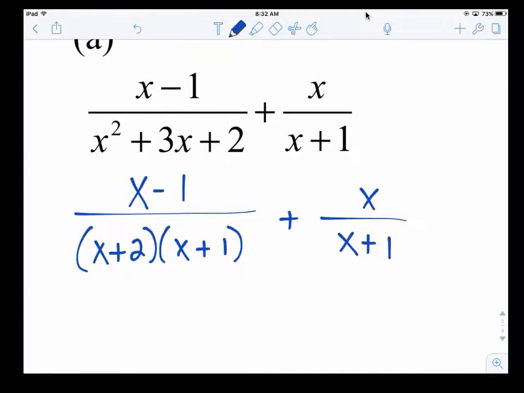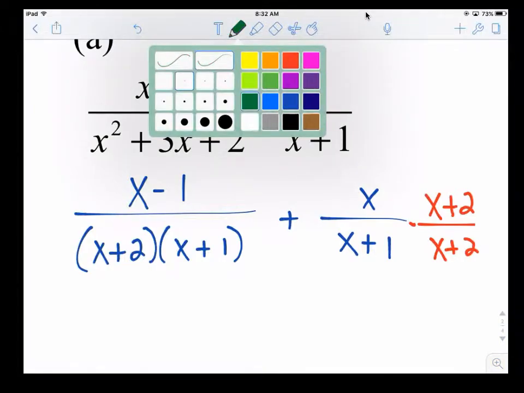x plus 1 and x plus 2, right? So this has an x plus 2 factor, right? This one is missing an x plus 2 factor, right? So how am I going to get this term to have that x plus 2 factor? Right. So you're going to multiply what you want on the top and the bottom. Because essentially multiplying it by x plus 2 over x plus 2, you're really just multiplying it by 1.